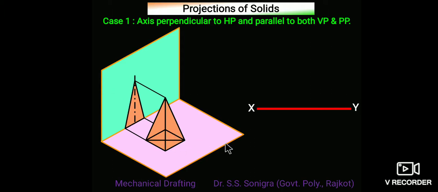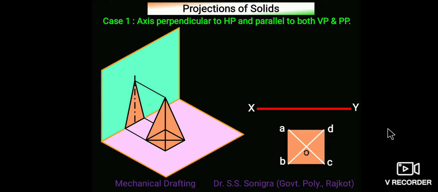So draw these two views. For that, draw an XY line. This XY line represents the intersection of the horizontal plane and the vertical plane. Below the XY line, draw a square like this, the top view of this solid, and name the endpoints A, B, C and D. You can give other names as well. Draw its diagonals AC and BD, because this is a pyramid, and the apex point O, which is at the intersection of both diagonals.